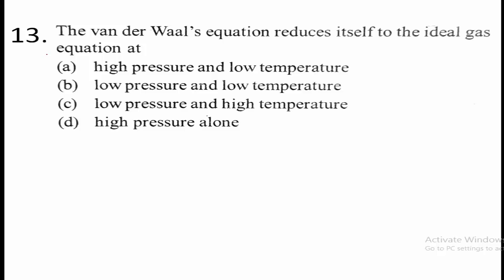13th question. The van der Waals equation reduces itself to the ideal gas equation. So van der Waals equation helps to determine the pressure and volume of real gas. For real gas we give the van der Waals equation, and for ideal gas the equation is PV equals nRT. So the van der Waals equation, that is real gas equation, when it shows ideal gas behavior. Simply, if you know at what condition real gas shows ideal gas behavior, then you can easily answer this.